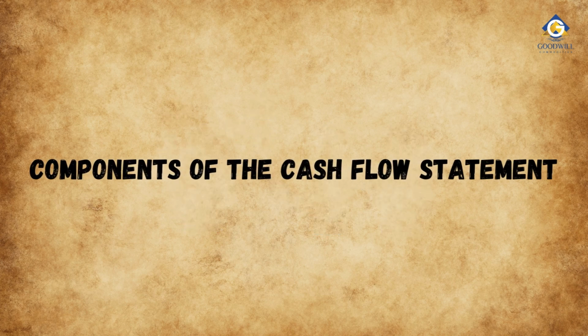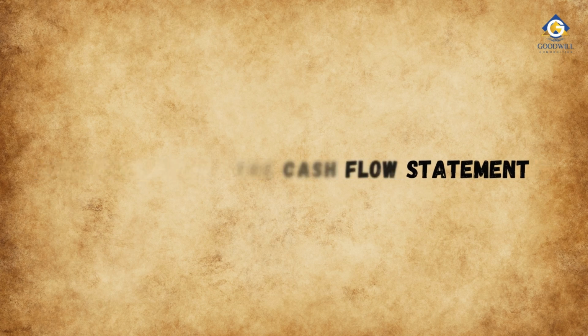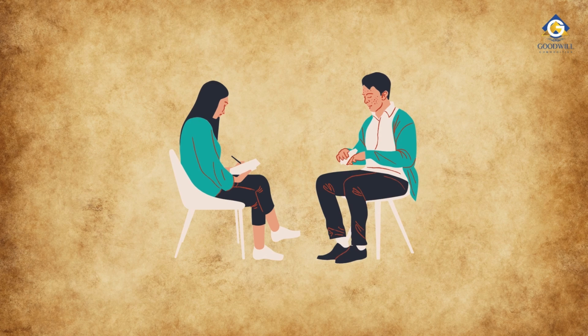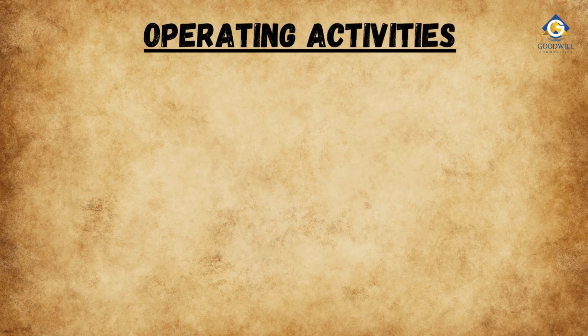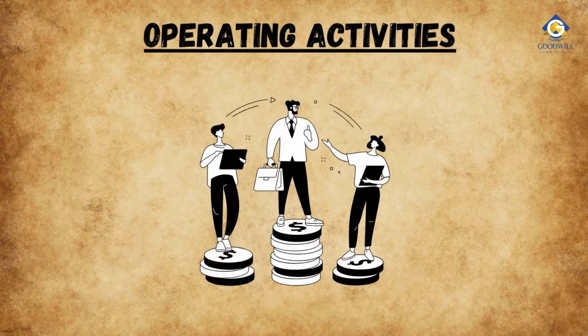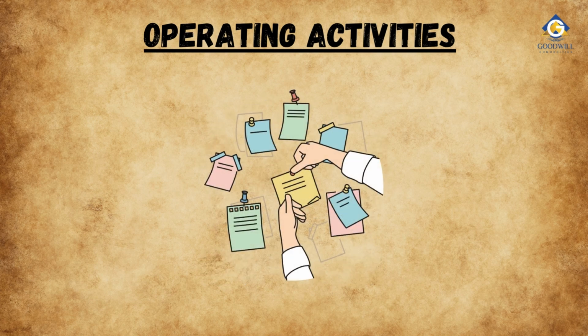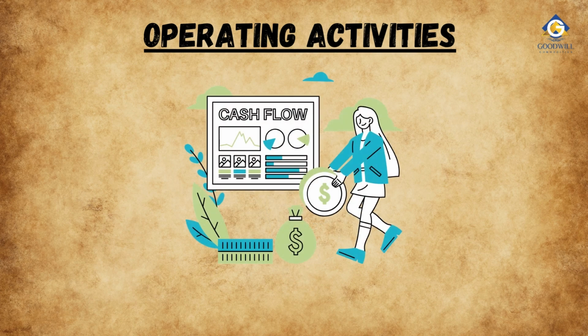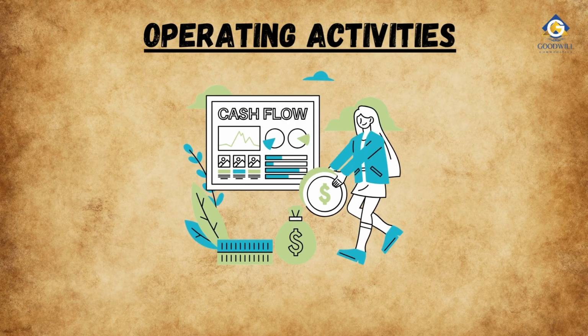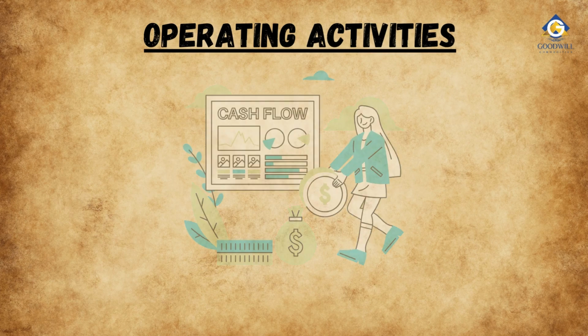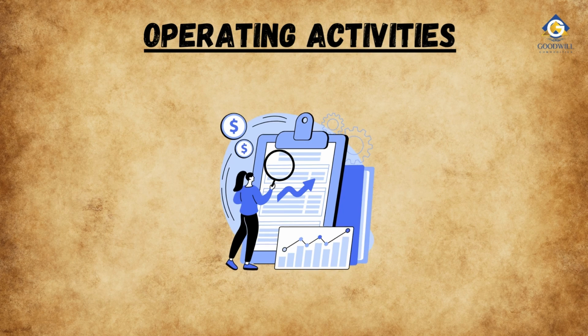Components of the cash flow statement. The cash flow statement has 4 components. Let's take a detailed look into them. Operating activities. This shows the main source of the organization's income generation, which is considered to be the most important information on the cash flow statement. This section of the cash flow statement represents how much cash is generated from the organization's core products and services. A positive cash flow is a sign that the organization's financial health is good.